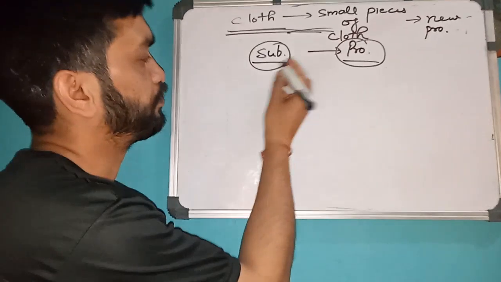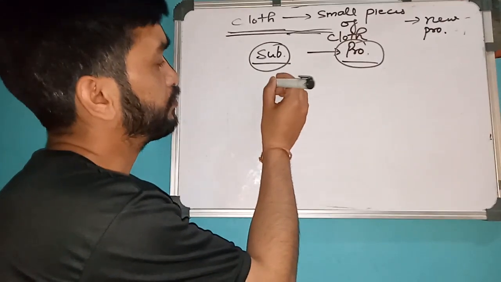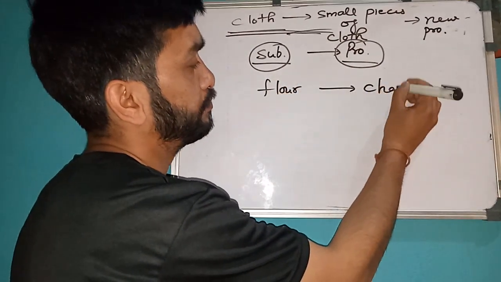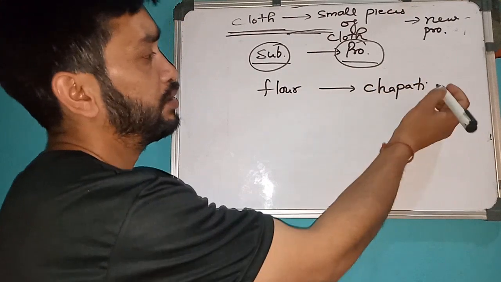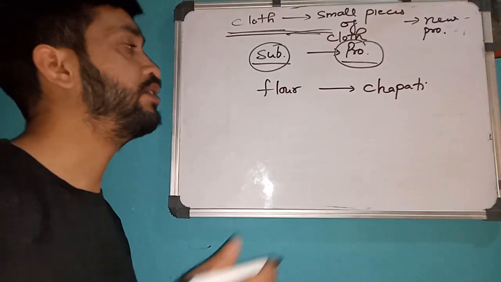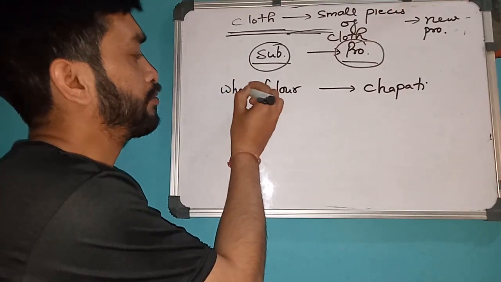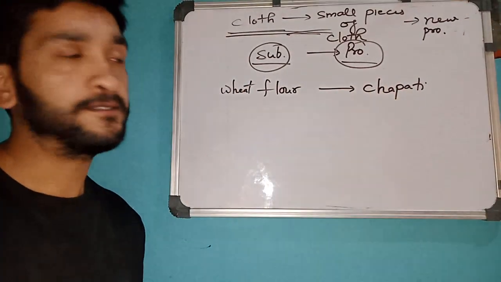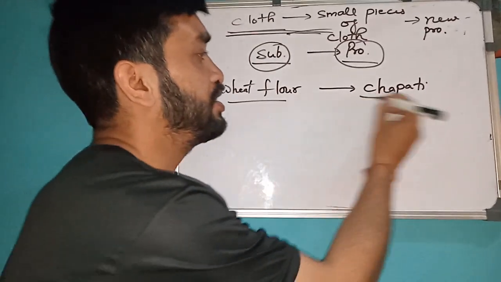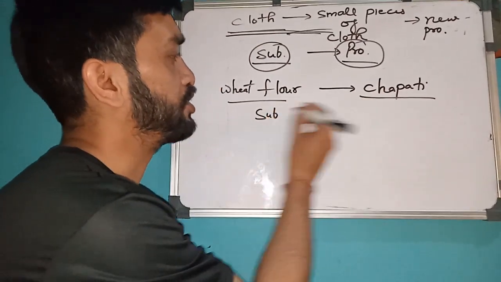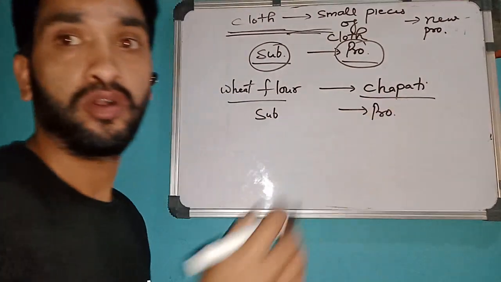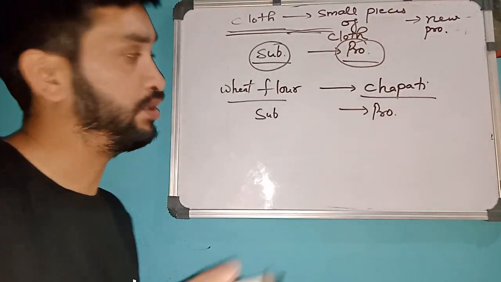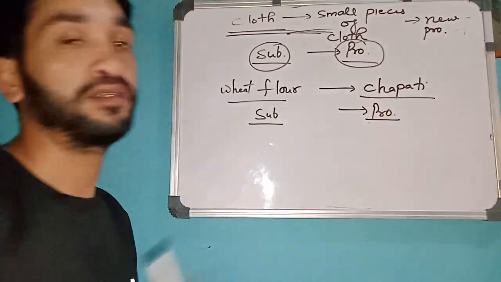Suppose I talk about your flour and I talk about chapati. This is raw flour that you've taken, suppose from your market or somewhere. Suppose this is wheat flour, so that you can understand more clearly. This is wheat flour, this is chapati. Now just think, are both these things the same? This is your substrate and this is your product. Are both of them having the same content or the same property? No. This is something different, this is something different.